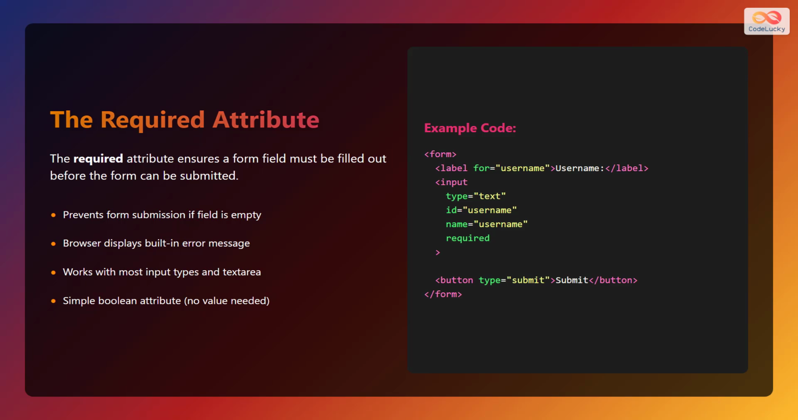Here's an example. The code shows a form with a label for username and an input field of type text. The required attribute is added to the input tag. There's also a submit button within the form.